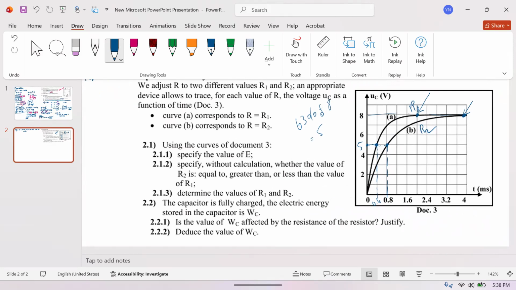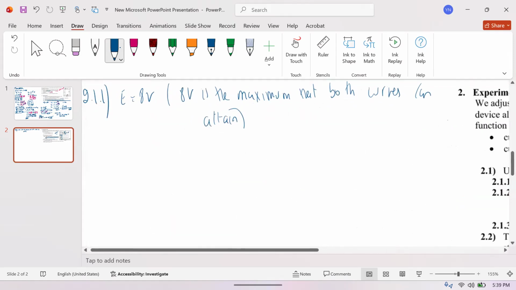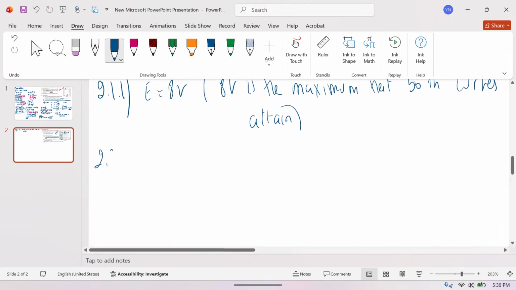Now, 2.1.2, specify without calculation whether the value of R2 is equal to, greater than, or less than the value of R1. And this is really a good question. This is what we talked about. Curve A, it's taking less time. And if we have less time, then we have less resistance. Okay, so in 2.1.2, we have to say tau 1 is smaller than tau 2.